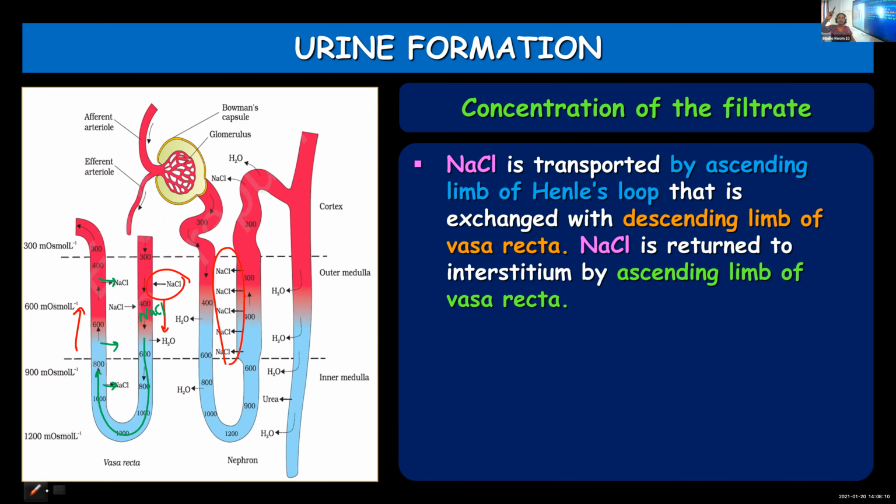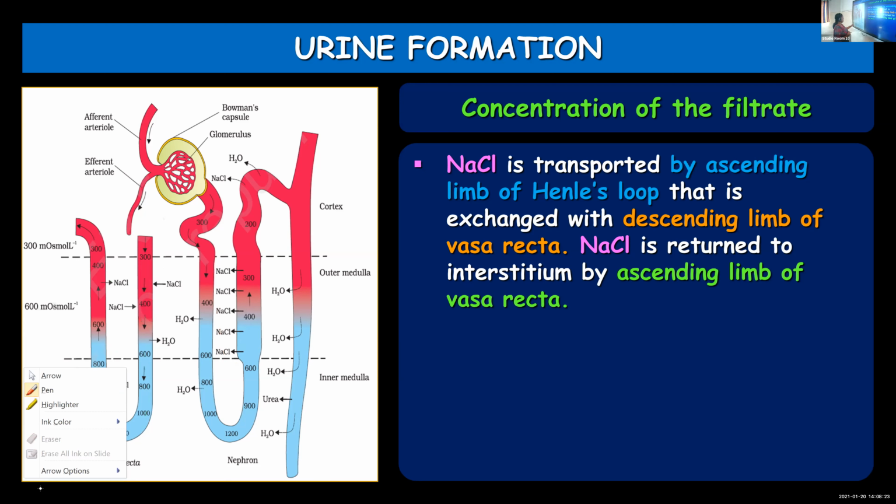But the ascending limb is impermeable to water and permeable to sodium chloride, or electrolytes. So what happens is, when the glomerular filtrate reaches the ascending limb, the sodium chloride, being permeable, will be released out. And this sodium chloride will be taken up by the descending limb.